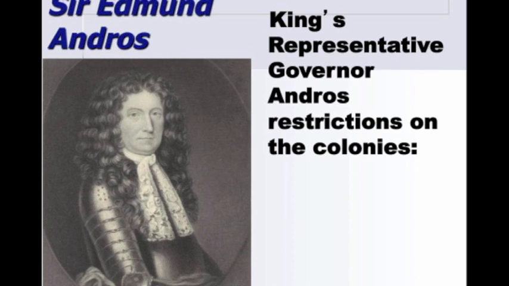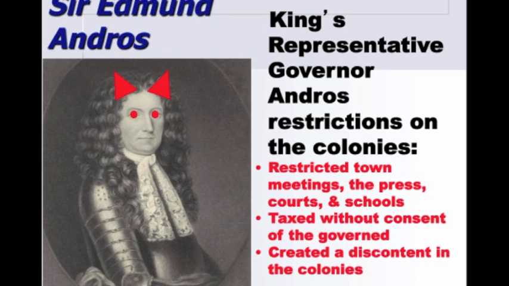Problem is, this dude becomes very unpopular because he does things such as these. He starts restricting the town meetings, the press, the courts, the schools. He starts taxing without the consent of the legislative assemblies. So once again, you're getting this no taxation without representation. They're not using these slogans, but you see this happening. And these decisions create a whole lot of discontent within these colonies. They feel like their rights are being violated, and Sir Edmund Andros becomes kind of like public enemy number one.